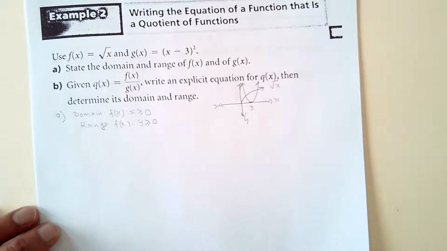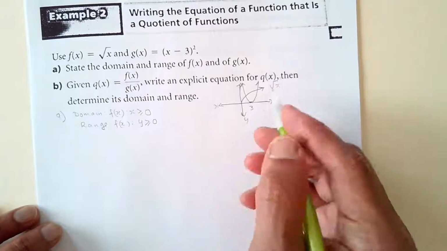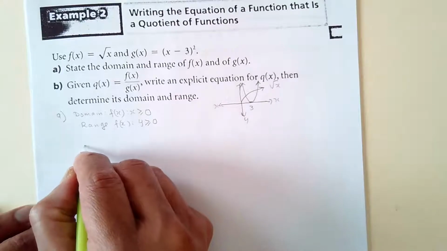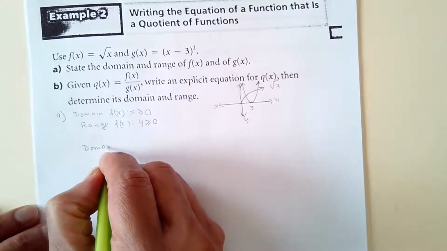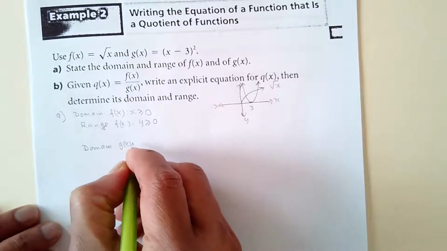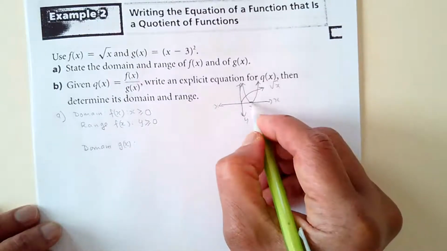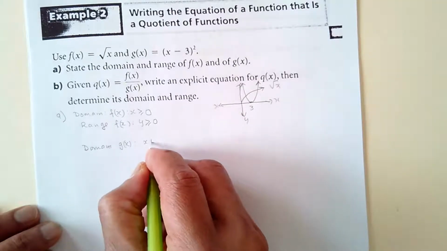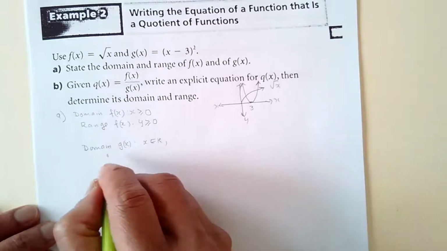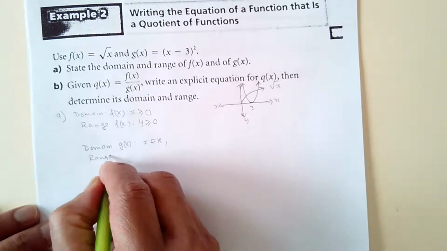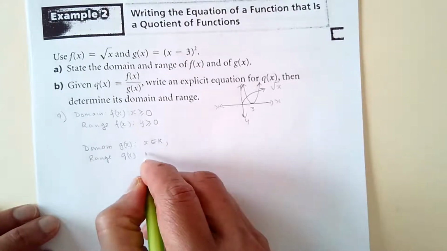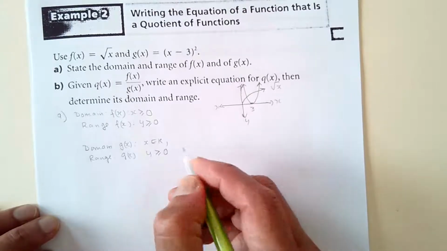Now for g of x, if you look at g of x, which is this graph here, so the domain of g of x will be all the real numbers because this graph goes from negative infinity to infinity, and the range of g of x would be y is greater than or equal to 0.